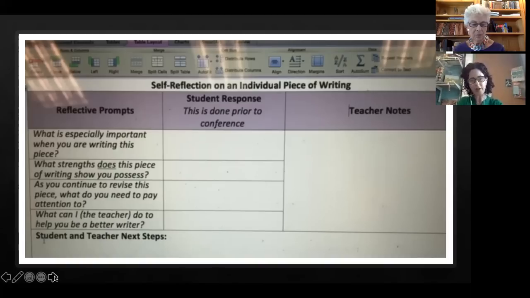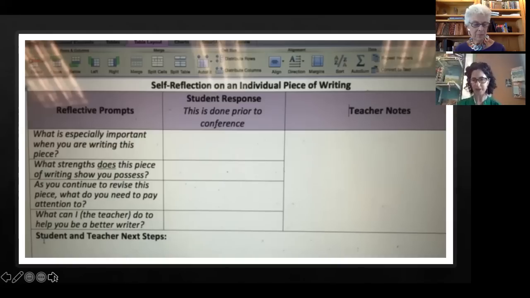So first, in the first column, you're starting to see the kinds of questions that students wanted to have in the piece. So what's especially important to me when I was writing this piece? That was something that a student very much wanted to have on the chart to indicate that sometimes I was focusing on one thing, but that's not what the teacher was commenting on. So I have an opportunity to clarify that before the teacher is beginning to read my piece of writing.